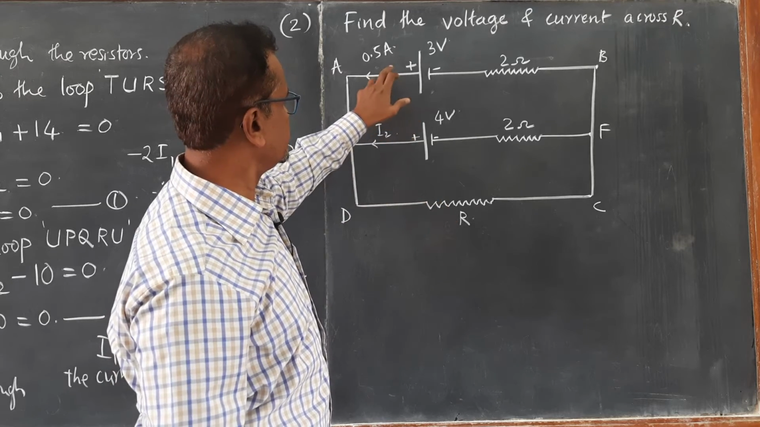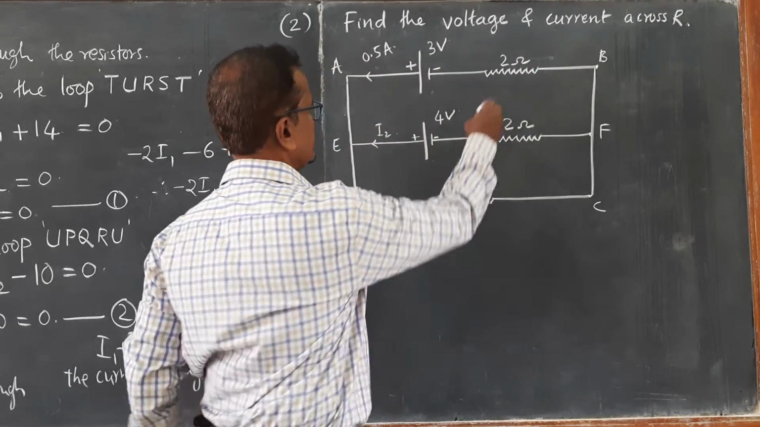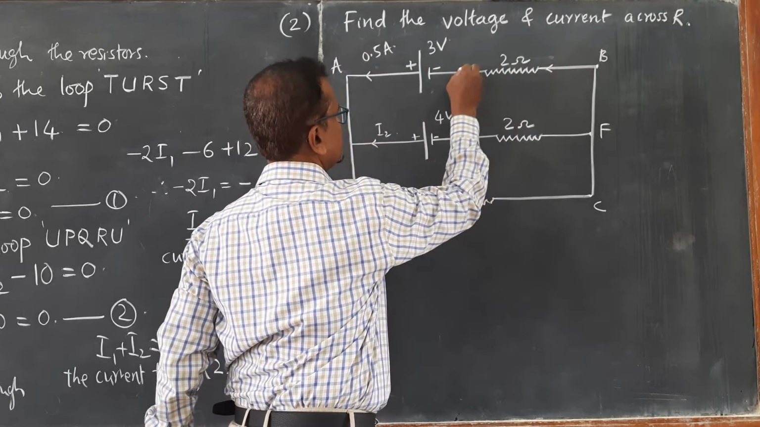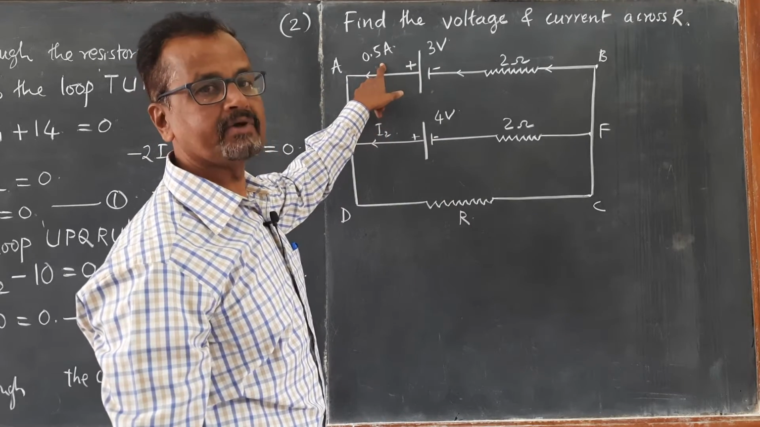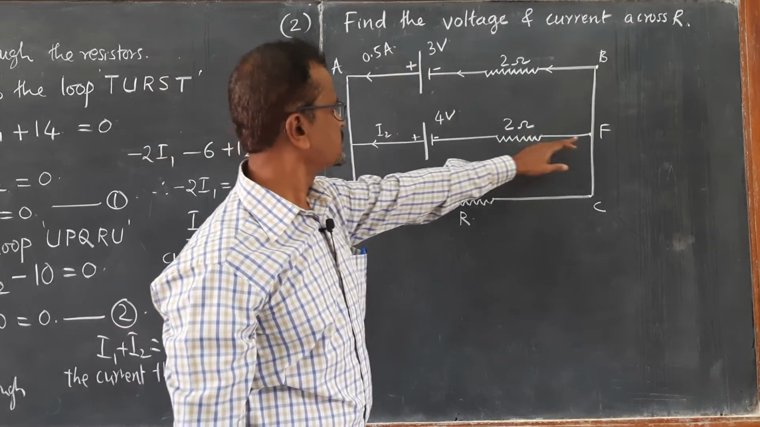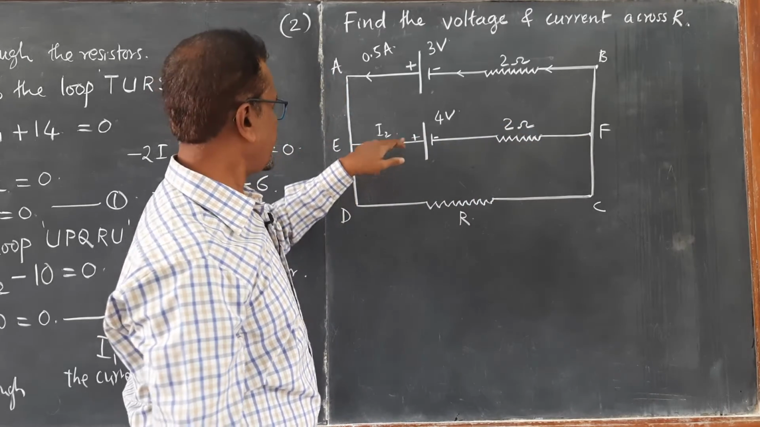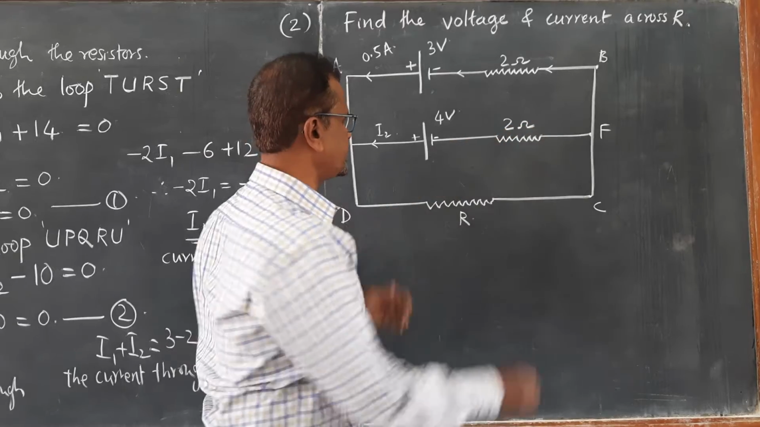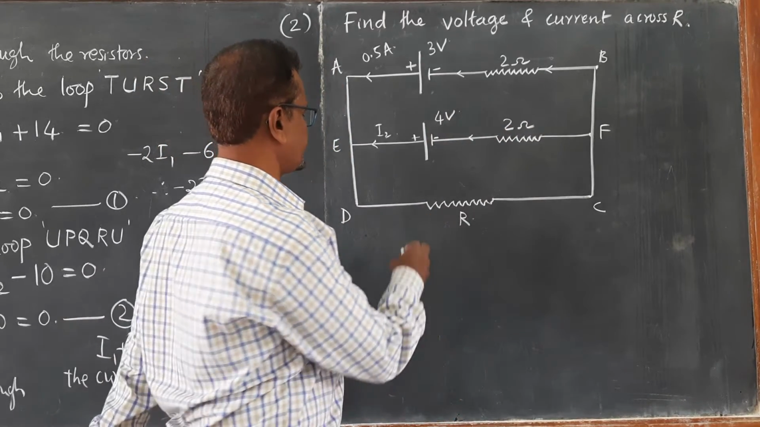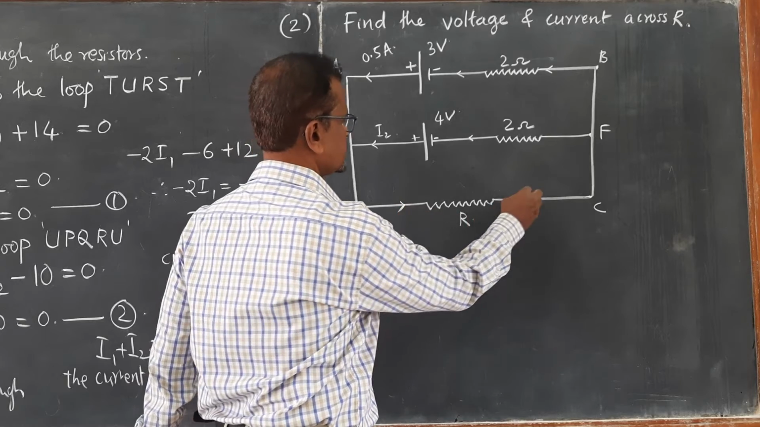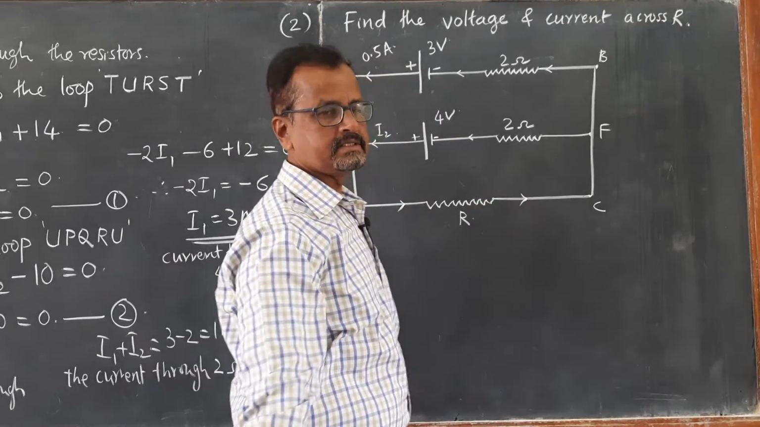The current flowing in the first branch from B to A is given here as 0.5 ampere, and the current in the second branch, F to E, is I2, flowing in the F to E direction. This is also given. You are asked to find the current flowing through this resistance R and the voltage across this resistance R.